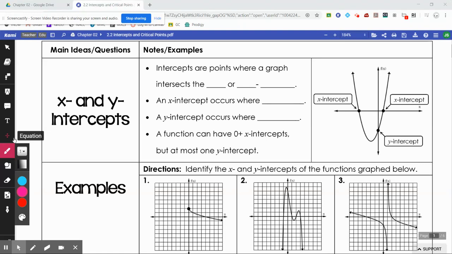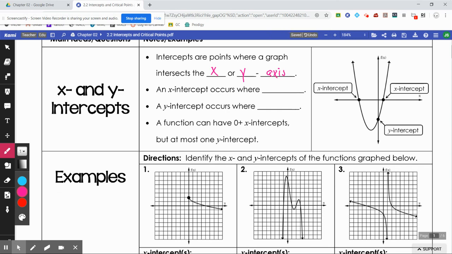In this lesson, we're going to be finding the intercepts of a graph. An x-intercept and y-intercept is simply where we're crossing the different axes. Intercepts are points where a graph intersects the x or y axis. So an x-intercept occurs where y is equal to 0.